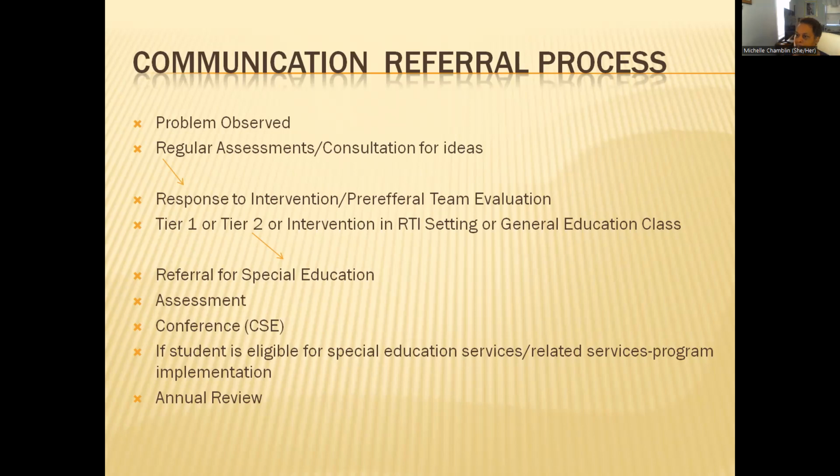But wait, I forgot. Related services where there are pullouts, or what was the next level that I skipped? ICT. So the next level would be for the student to be in a co-taught class. So in a co-taught class, you would have a special education teacher and a general education teacher. Sometimes you have an aide.